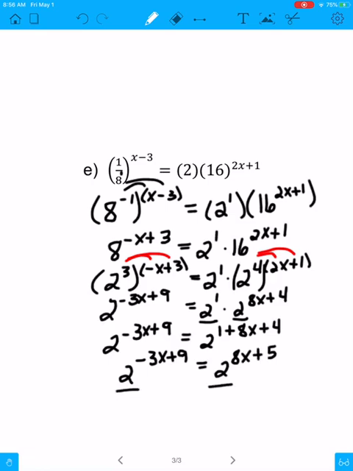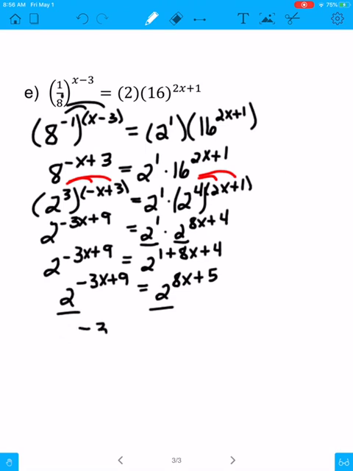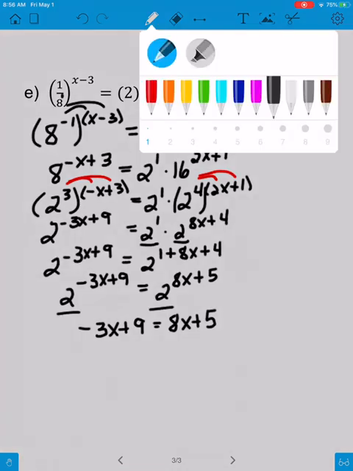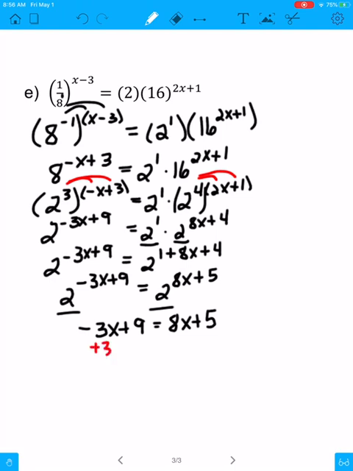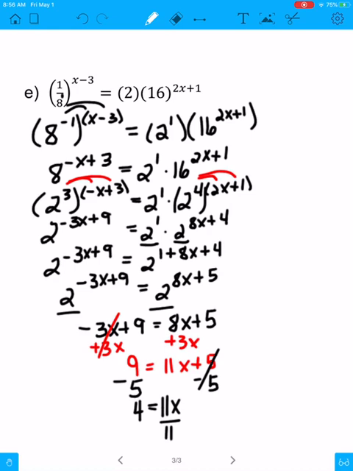And now we have the same base, so we can set our exponents equal. Negative 3x plus 9 equals 8x plus 5. Add the 3x over. 9 equals 11x plus 5. Subtract 5. 4 equals 11x. Divide by 11. X equals 4 over 11.